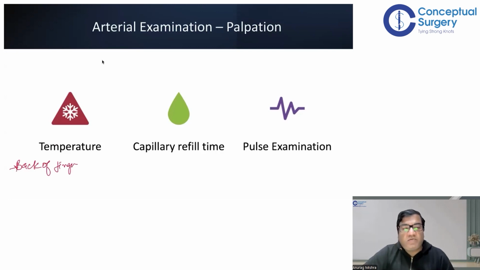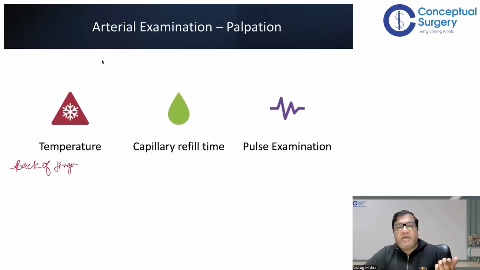So this is what we need to do. And again, if you feel any difference, always try to palpate or touch the normal side first and then go to the abnormal side. Because by touching the normal, you'll have an idea of what normal is, and then you compare.